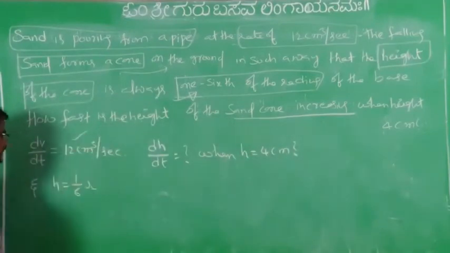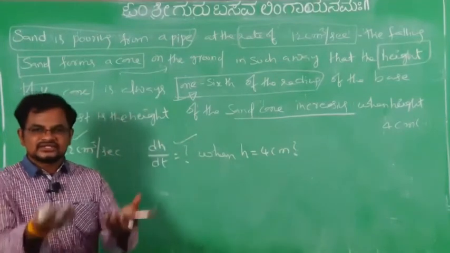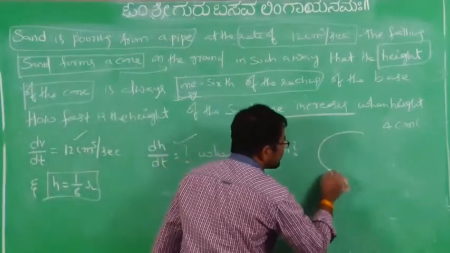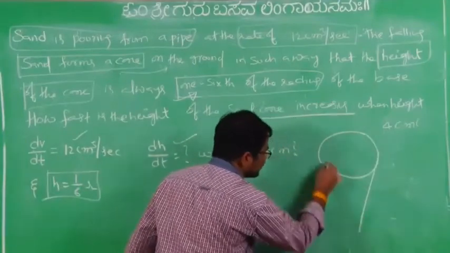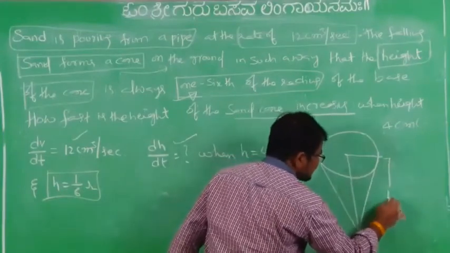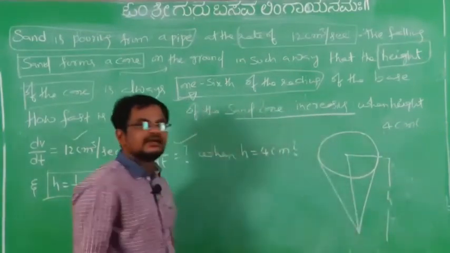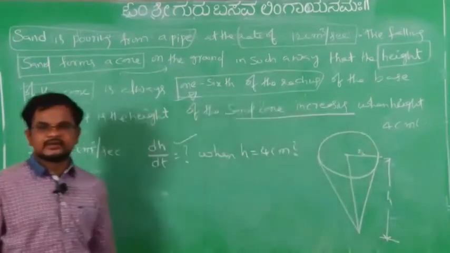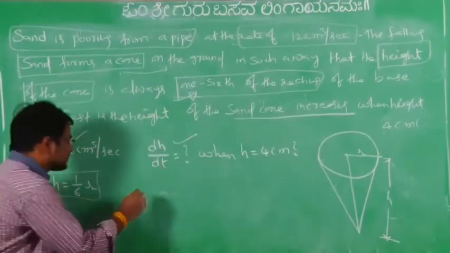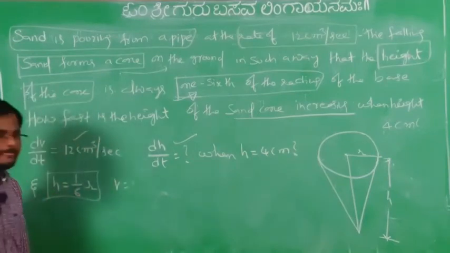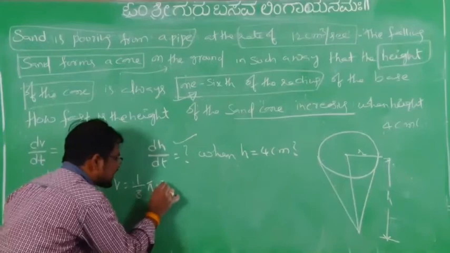So here volume is given, this relation is given, and dH by dt. So sand is pouring from the pipe, and it forms a cone. This is H. How it is increasing is asked. This is H. This is R. Right? Now we know that V equal to, what is the volume of the cone? 1/3 pi R square H.